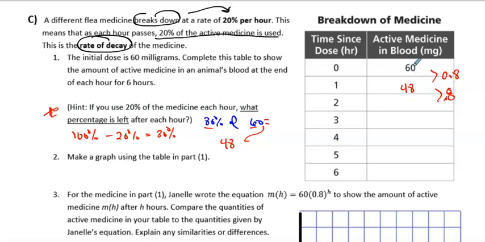So 60 times 0.8, my decay factor. The decay rate was 20%. The decay factor was 80%, or 0.8. So if I do this again, I get 38.4, and again I'm going to multiply by 0.8. I get 30.72, and again this is just giving me 80% of the number every time I multiply down. So this would give me 24.576, and my decimals are going to get a little bigger here.